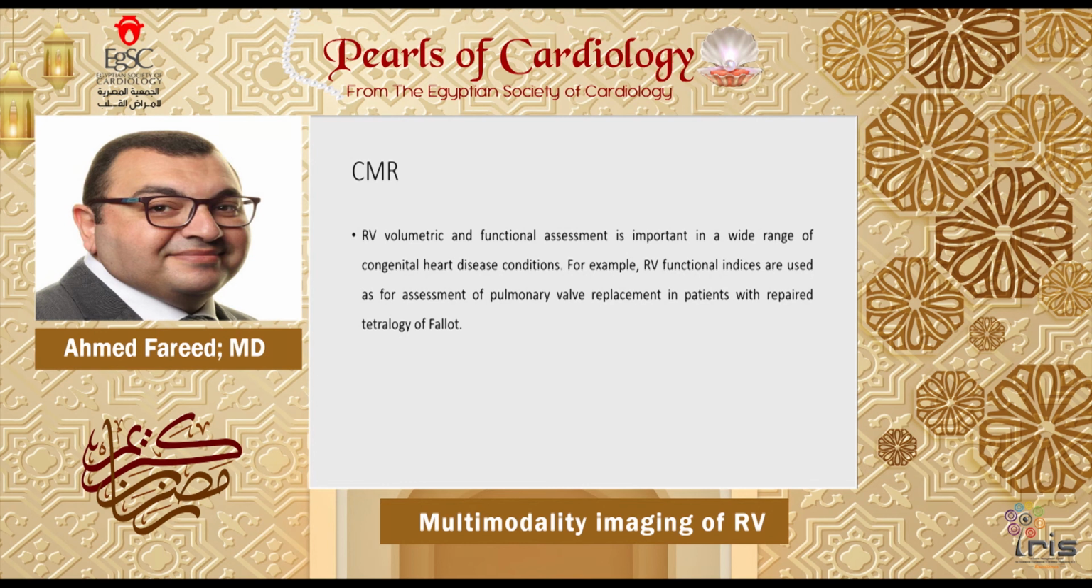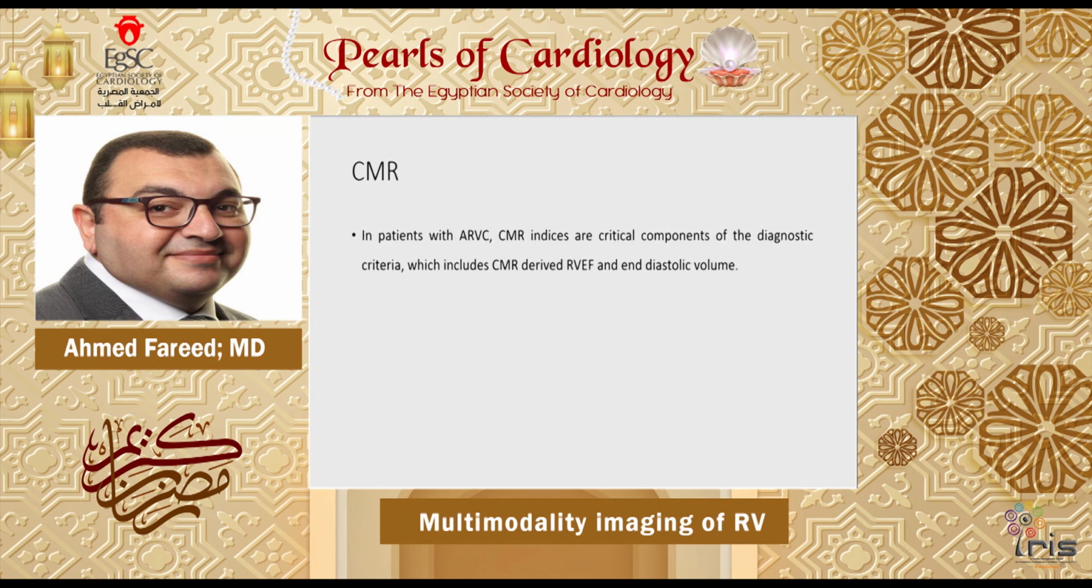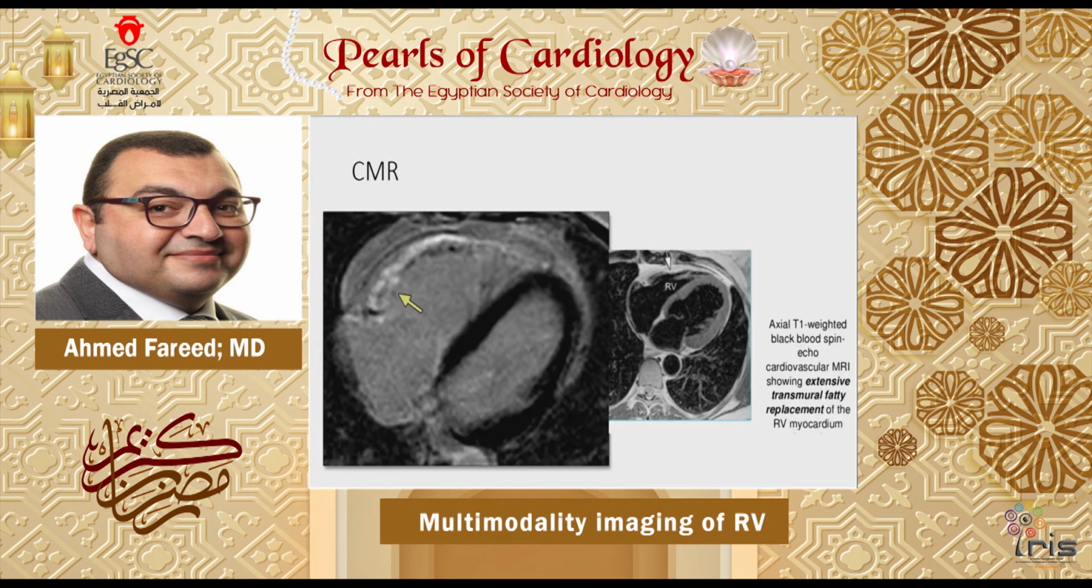The right ventricle volumetric and functional assessment is important in a wide range of congenital heart disease. For example, the right ventricle functional indices are used for assessment of pulmonary valve replacement in patients with repaired tetralogy of Fallot, with proper assessment of the volume impact of the PR occurring after the repair. In patients also with arrhythmogenic right ventricular dysplasia, CMR indices are critical components of diagnostic criteria, which include CMR-derived right ventricular ejection fraction and end diastolic volume. Like these images, you can see massive fatty infiltration of the RV free wall.